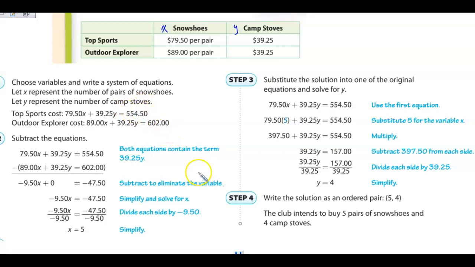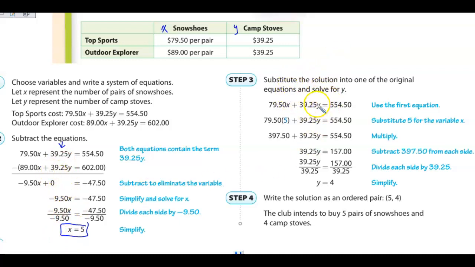So those are our two systems. When I look at these, I see that these two are exactly the same, so we're going to eliminate our y's in this case. So we're going to subtract. $79.50 minus $89 gives me a negative $9.50 per snowshoe equals, and then the difference between these was $47.50. Divide both sides by 9.5, and we get 5. So they can buy 5 snowshoes at this price.